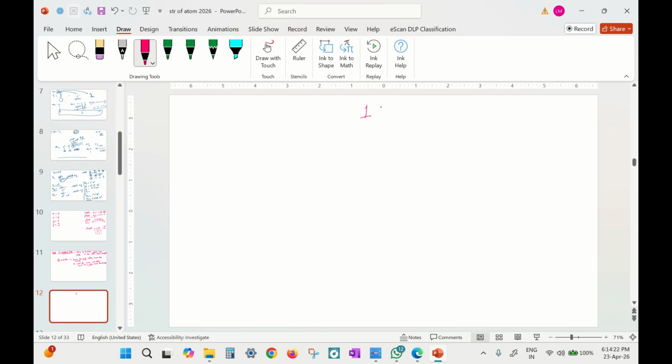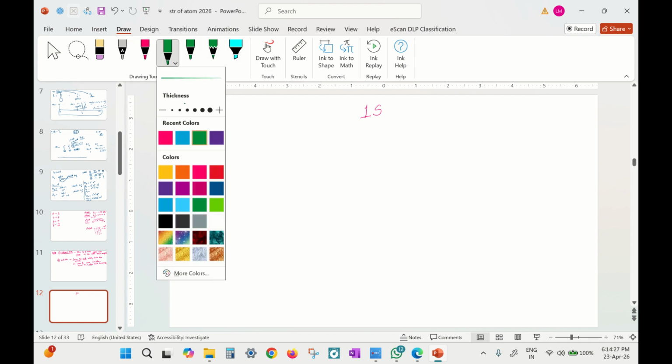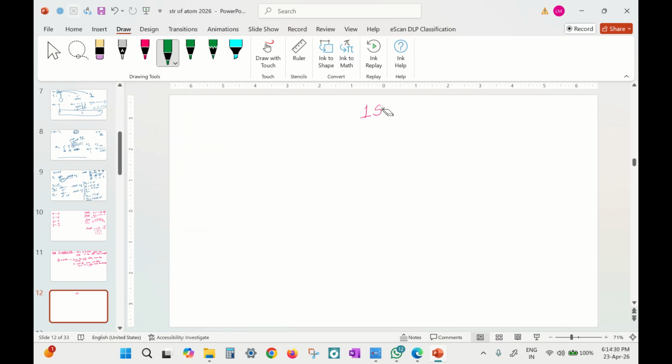So in the first shell, we have got only S subshell and nothing else, right? In the first shell, we have got only one S. In the second shell, we have got 2S and 2P. So the 2 here refers to the shell number, or the principal quantum number. The S will be indicating the azimuthal quantum number. When you see S, that means L is equal to 0. Is it right? Any problem in this?